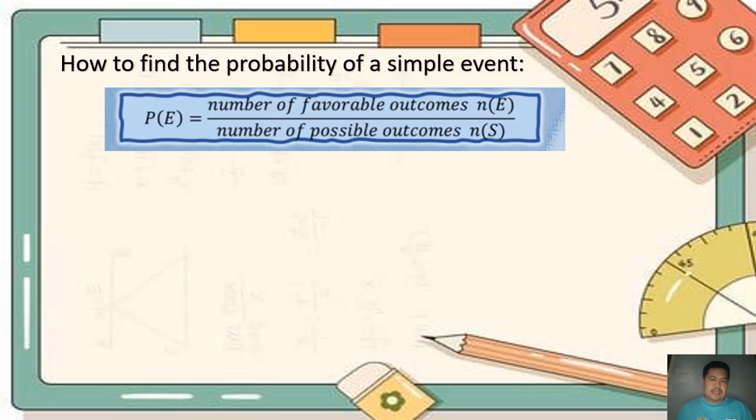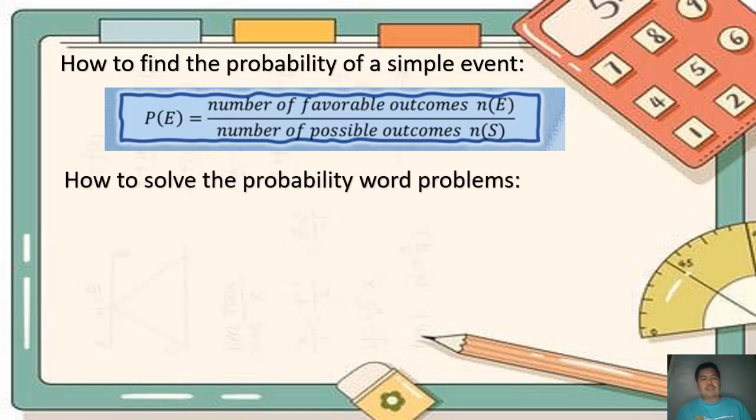So we have 4 steps there. Before that, let's have this equation. The probability of an event is equal to the number of favorable outcomes, which is n(E), the quantity of E, all over the number of possible outcomes, or the sample space, which is n(S), the quantity of S. So here it is, how to solve the probability in word problems.